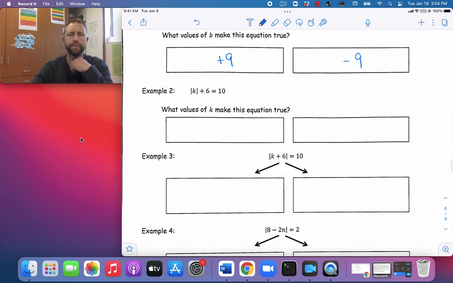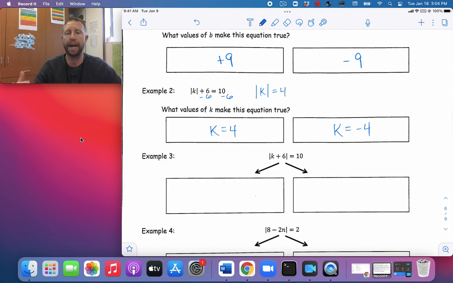For example, number 2 says the absolute value of k plus 6 is equal to 10. So we're going to start off doing what we normally do. Subtract 6 from both sides, and we're left with the absolute value of k is equal to 4. So same deal, k's distance from 0 is 4. Well, there's two possibilities for that. K can either equal positive 4, or k could equal negative 4, right?